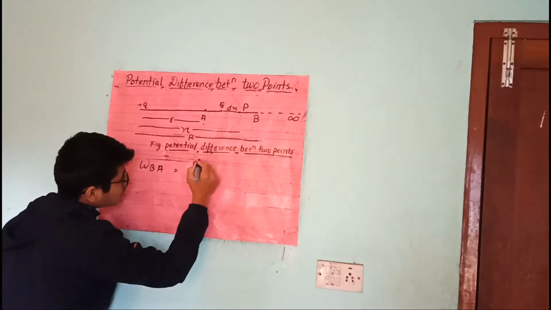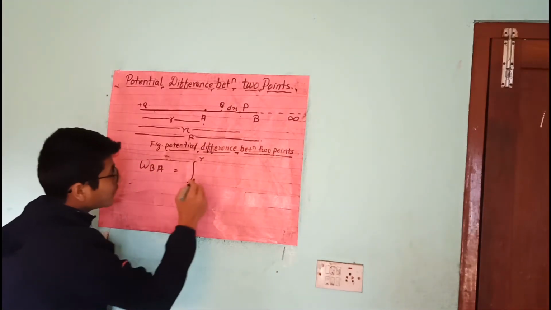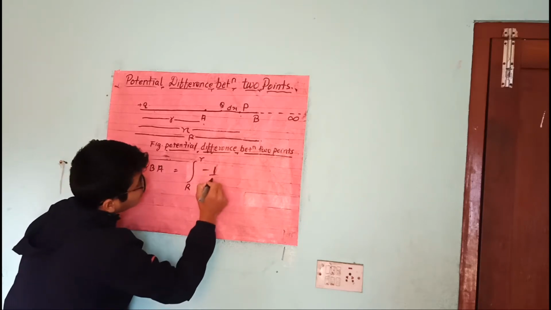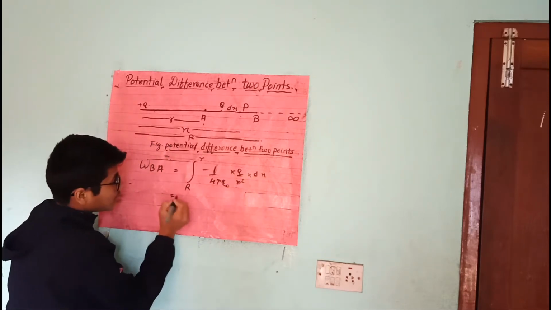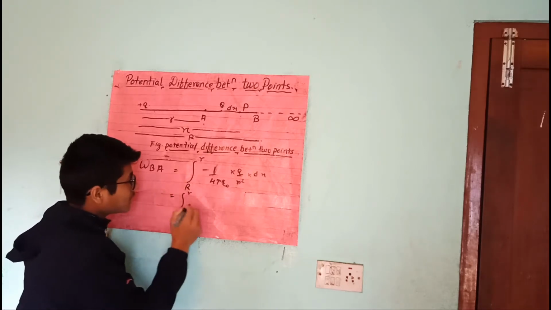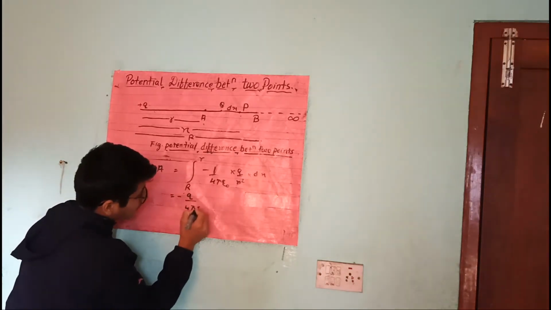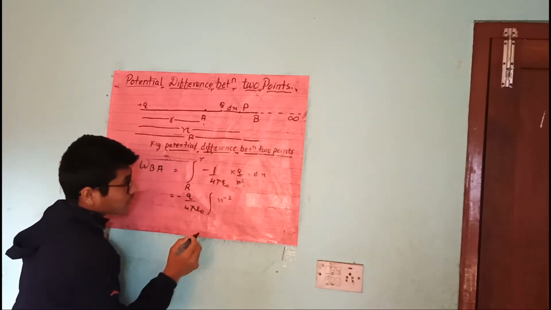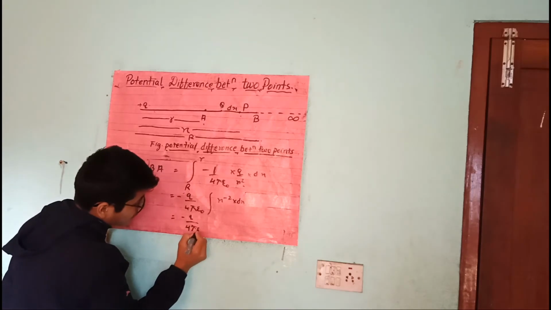Then we have these integrations from R to R, which means from the point A to B, B to A. Then we have minus Q upon 4 pi epsilon naught into Q upon x square into dx, with limits from radius R to R, from the point B to A. Then we take the common factor, minus Q upon 4 pi epsilon naught, and x power minus 2 into dx.